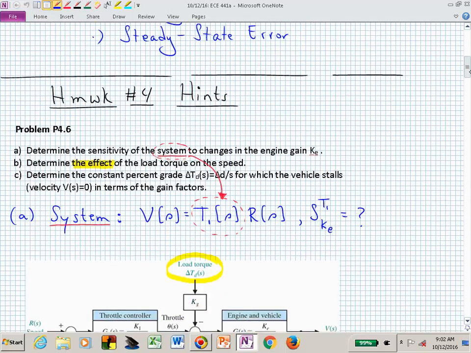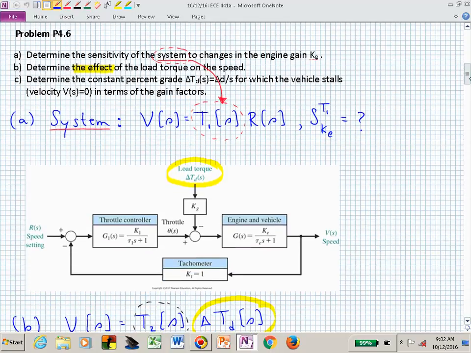One of the first problems on homework number 4 is problem P 4.6, and it has 3 different parts, A, B, and C. And the first question is: determine the sensitivity of the system. And maybe it's not clear what the system is since there's 2 different inputs and 1 output.